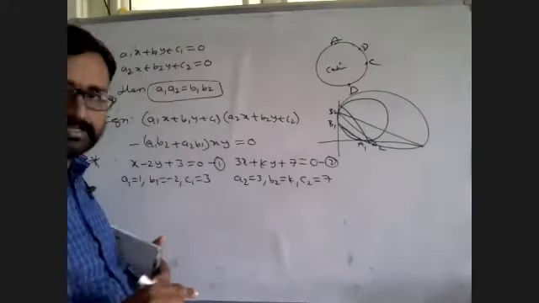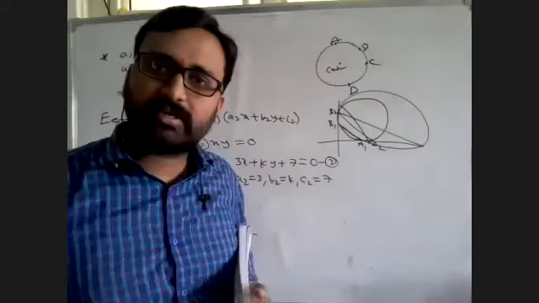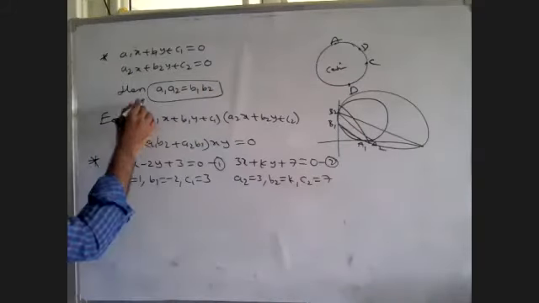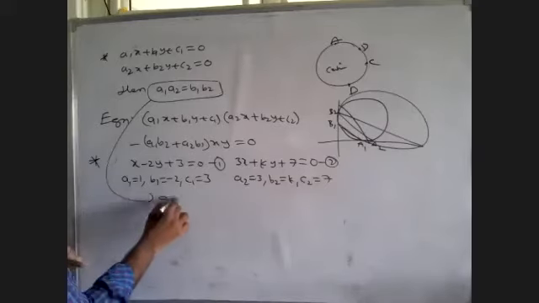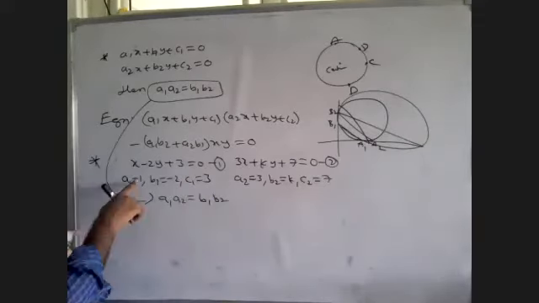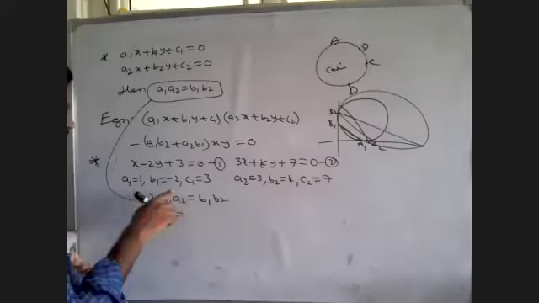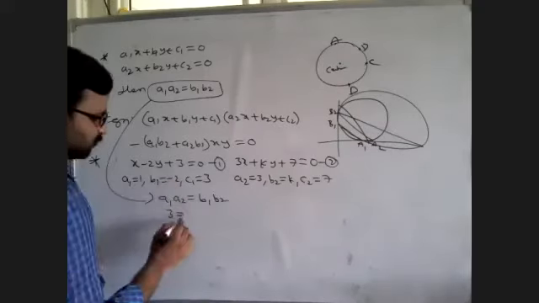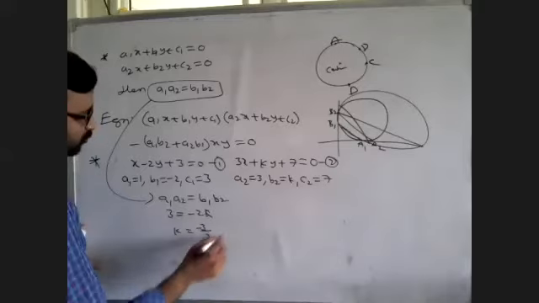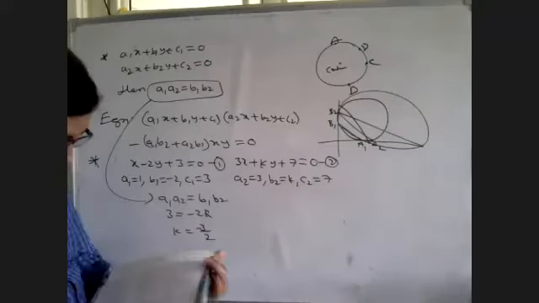Since these two lines cut the coordinate axis into 4 different points which are concyclic on the circle, the condition is what? A1 A2 is equal to B1 B2. A1 A2: 1 into 3 is 3. B1 B2: minus 2 into k, minus 2k. Then what is k? Minus 3 by 2. Minus 3 by 2 is the value of k.